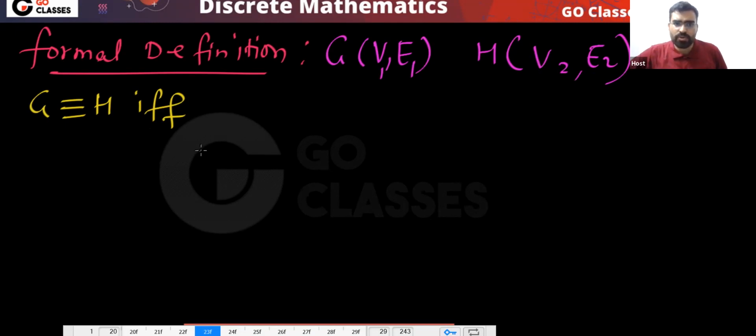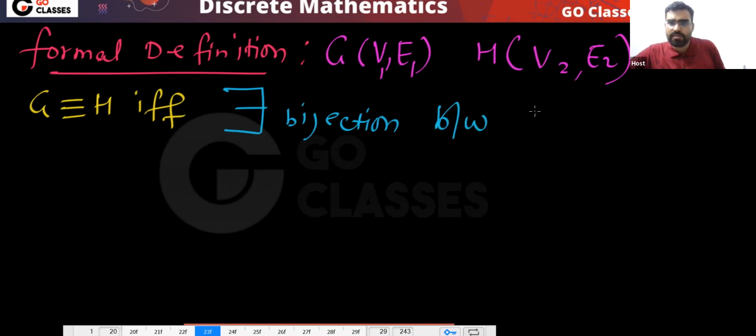So G is isomorphic to H if and only if there exists, this is important, a bijection between V1 and V2. Okay, that means between these vertices and these vertices. This is a movie, this is a movie. There should exist a bijection between the characters. Yes or no? Agree or not?